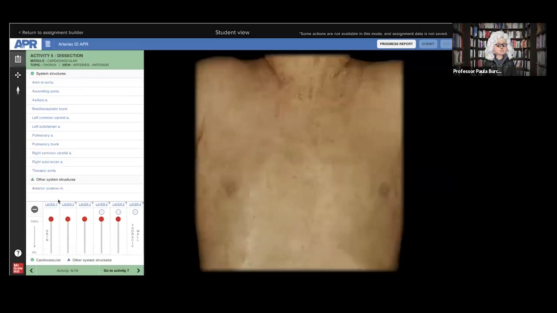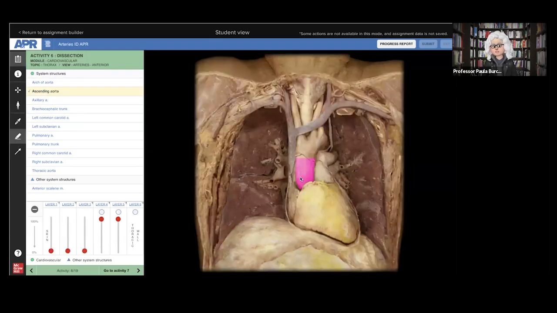Looking at the thorax here, we're going to start with the heart. So I'm going to start with the ascending. So let's get our orientation. Here's the heart. This is going to be your right lung. This is your left lung. This here is the diaphragm.